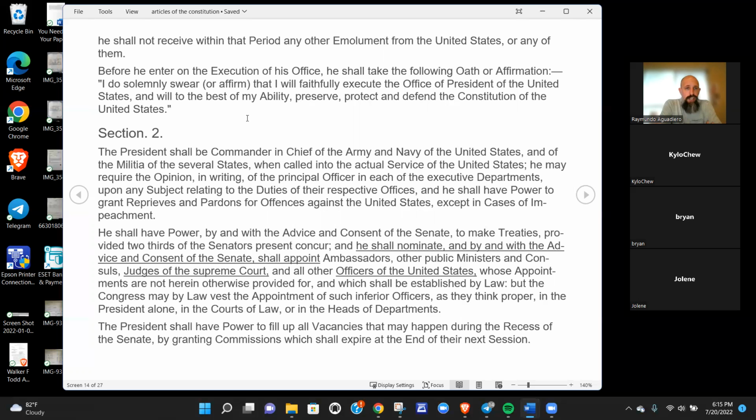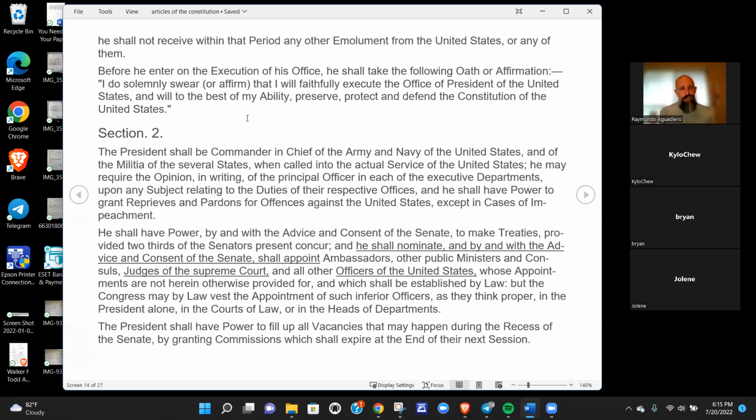Before he enters the execution of his office, he shall take the following oath or affirmation. I do solemnly swear that I will faithfully execute the office of President of the United States and will, to the best of my ability, preserve, protect, and defend the Constitution of the United States. Whew. Easy chills.